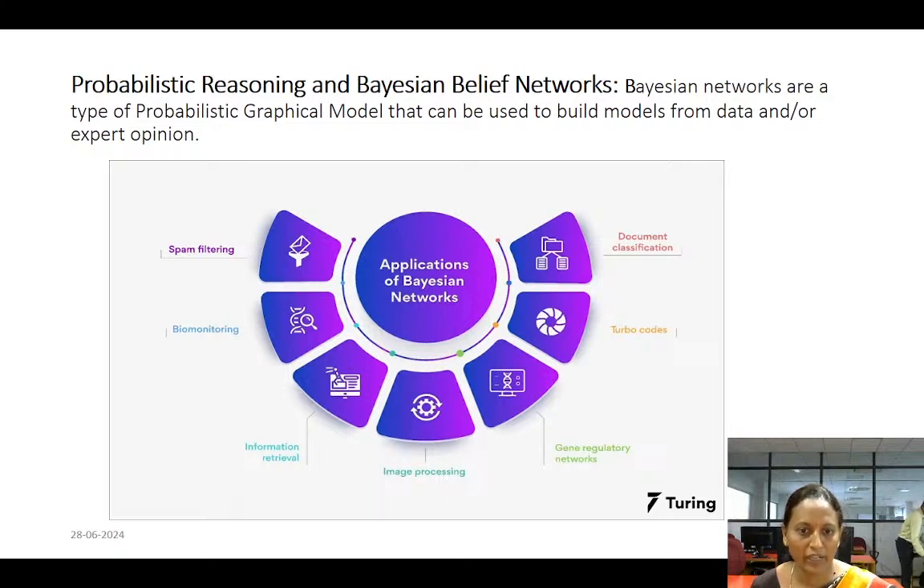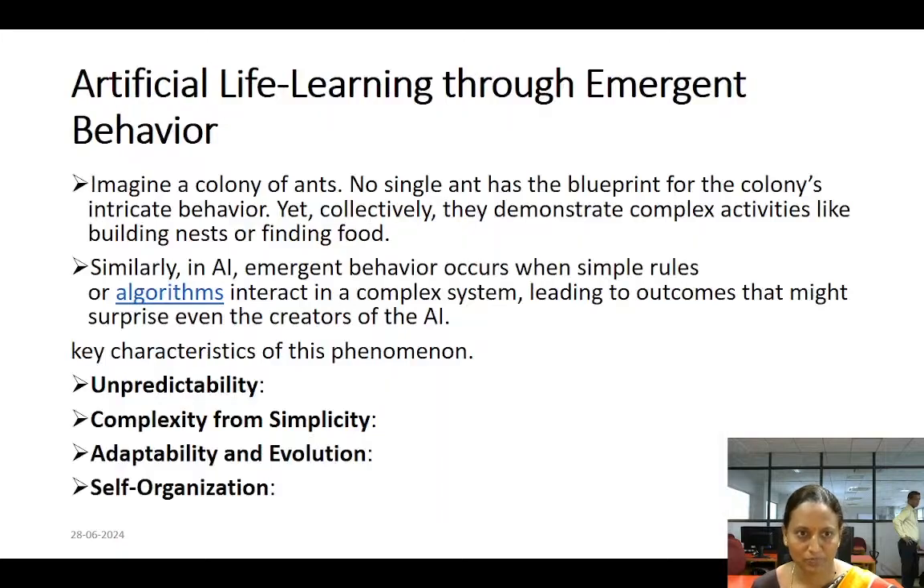So we try to predict using Bayesian networks, and we try to categorize some of the applications like spam filtering, biomonitoring, information retrieval and other things. We will be working with some case studies also, and we will be having some course projects with respect to what we have learned in supervised, unsupervised and probabilistic reasoning approaches.